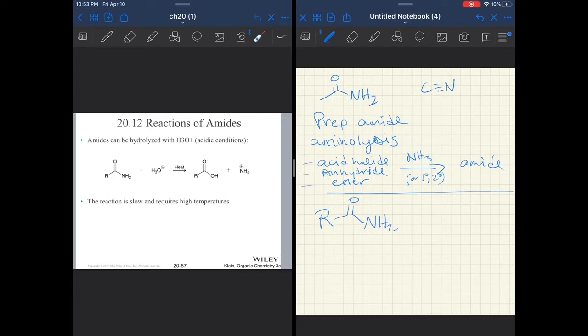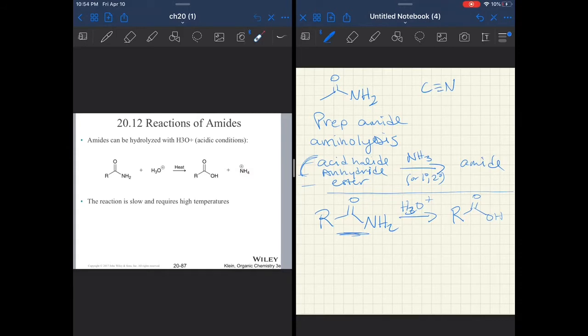If you treat this with water, and in this case you do need the acid, so let's make that H3O plus. Again, because this is not as reactive as these first two groups, you need that acid to help make it more reactive, just like with the ester. But then the water can attack, and you can make a carboxylic acid. You'll also get some ammonia or ammonia-like ions.